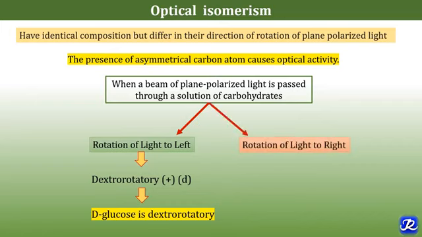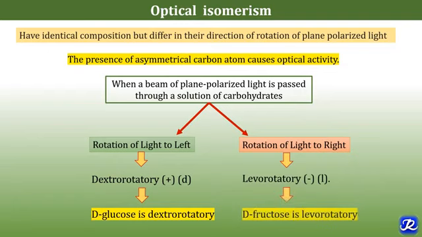And if the rotation of light is towards the left side, it is levorotatory, which is denoted by a minus sign, and D-fructose is levorotatory. So stereoisomers and optical isomers are independent properties. Don't get confused between capital D and small d. Capital D is a stereoisomeric form, and plus and minus are the optical isomeric forms.